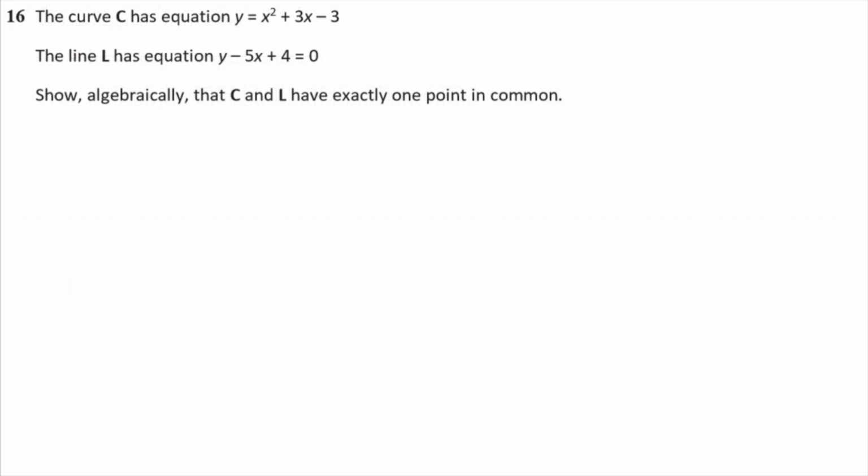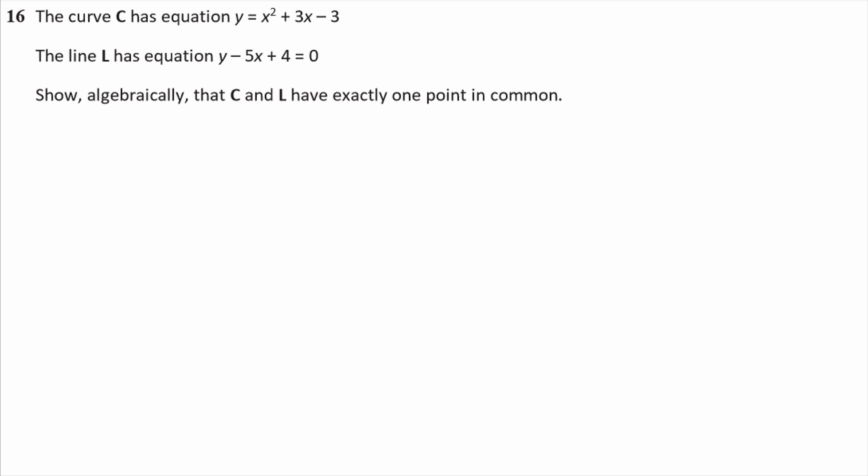Okay. Question 16. The curve C has equation y equals x squared plus 3x minus 3, and the line L has equation y minus 5x plus 4 is equal to 0. Show algebraically that C and L have exactly 1 point in common.